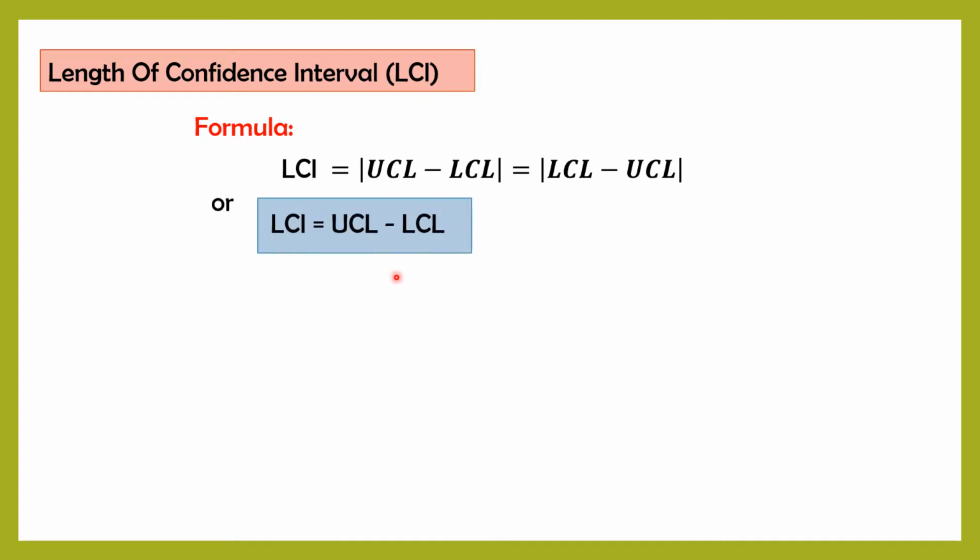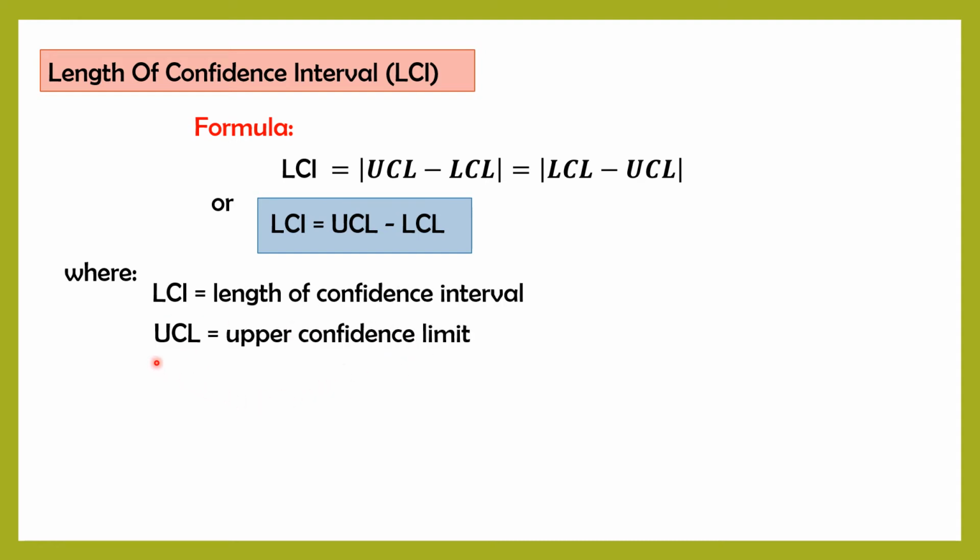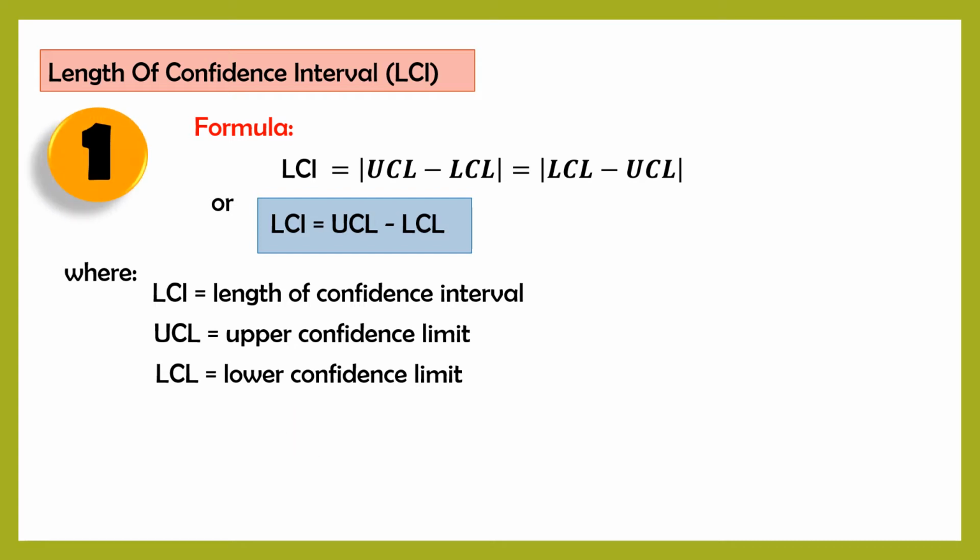Or, we can write this as LCI is equal to UCL minus LCL. Where LCI is the length of confidence interval, UCL is the upper confidence limit, LCL is the lower confidence limit. So, this is the formula number 1.